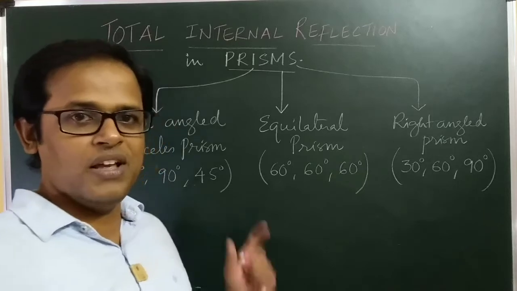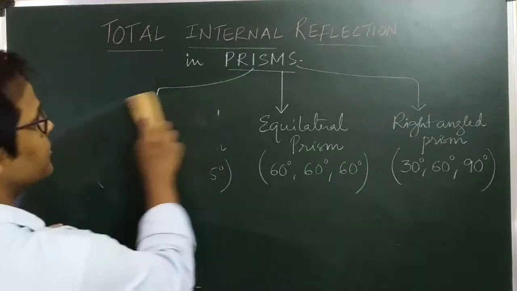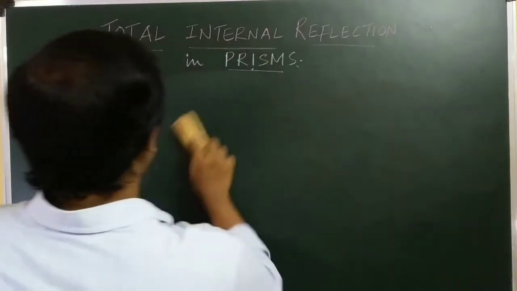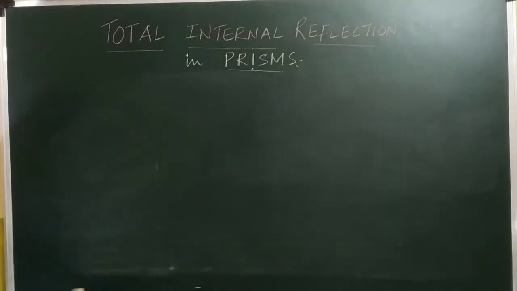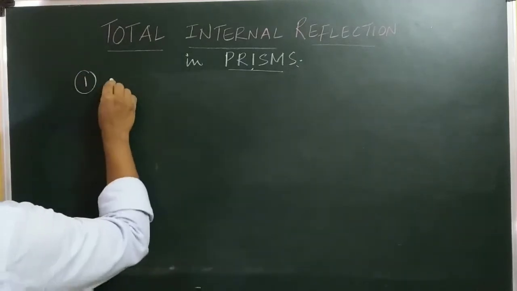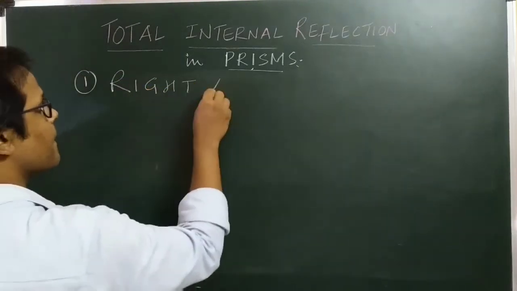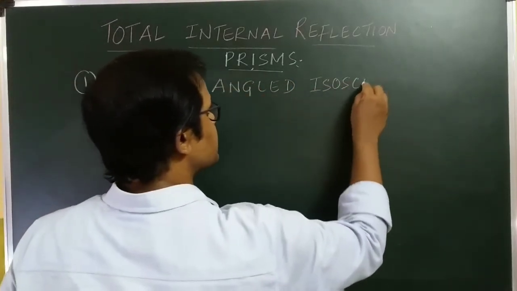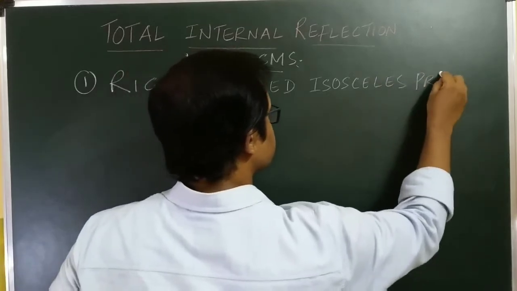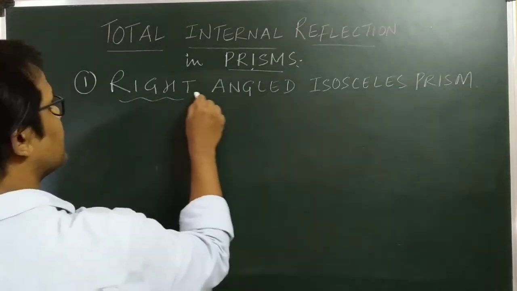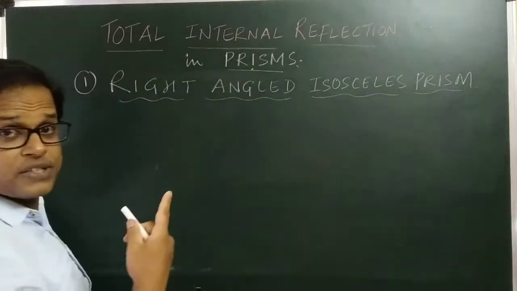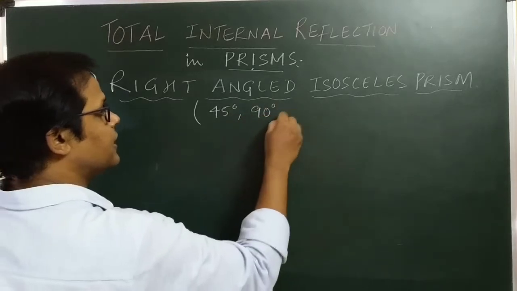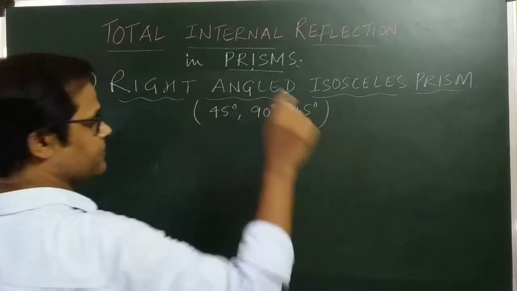Alright, it's an interesting phenomenon. Let's enjoy it. Come on. So let me rub this off. You have noted it down, I'm sure. So let me get on with the first one, that is called the right angled isosceles prism. Right angled isosceles prism we are about to talk about. What are the angles here, I told you? My dear, it is also famously called the 45, 90, 45 degree prism.